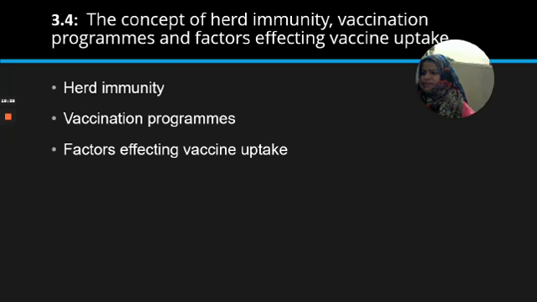My next topic is herd immunity. When many people in an area are vaccinated against a disease, few people can get infected. This is because there are few germs to transmit from person to person, therefore the disease quickly disappears.